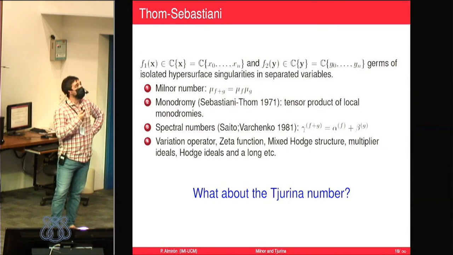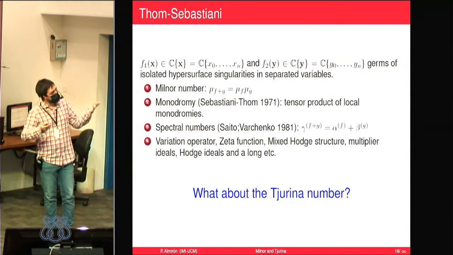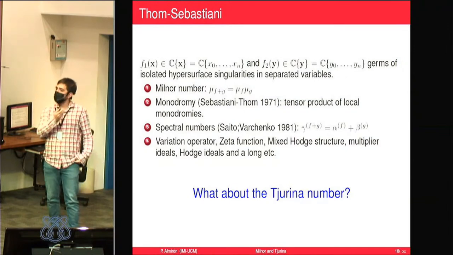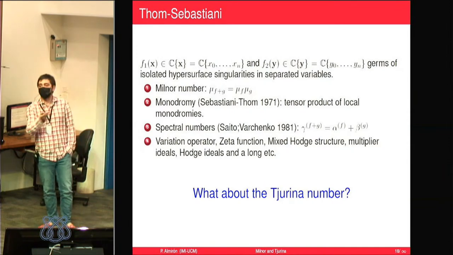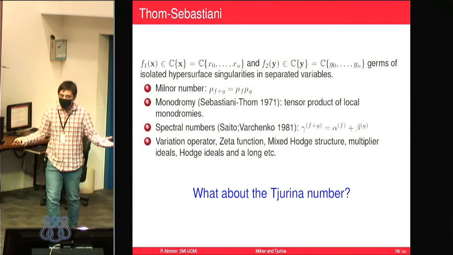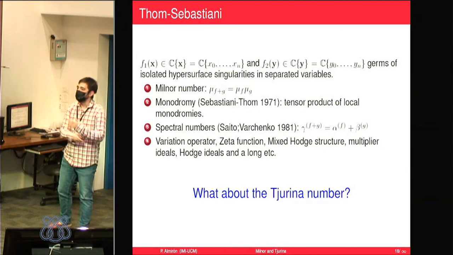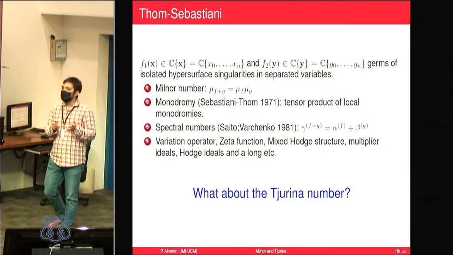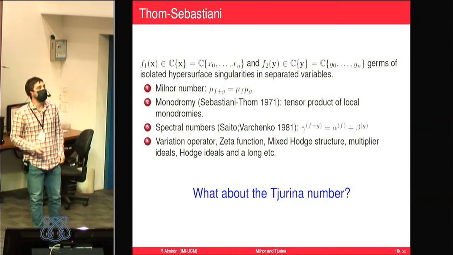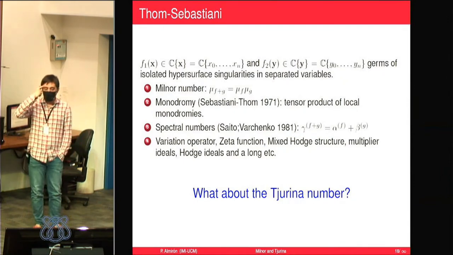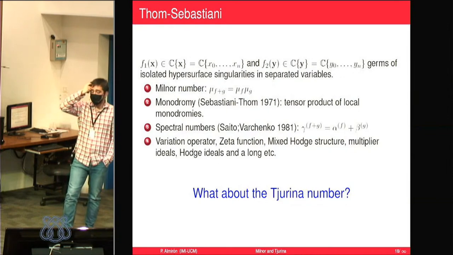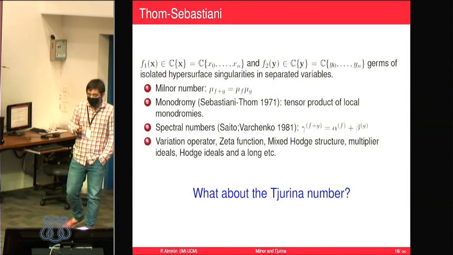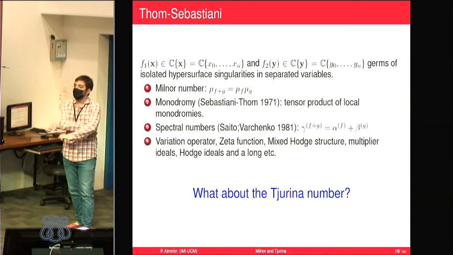I mean, you have this very nice expression of the Milnor number. You have somehow a very nice expression of the spectral numbers. You have more or less a nice expression of the mixed Hodge structure. And why don't I have anything about the Tjurina number? So looking through a lot of things, I realized that nobody has tackled this problem. For me, it was amazing because, as I have told you, the Tjurina number is, for me, a very important invariant.